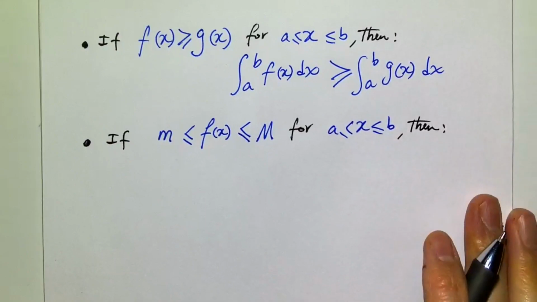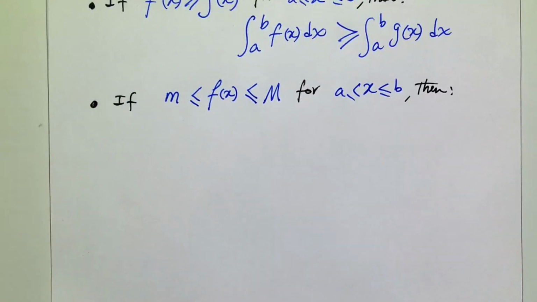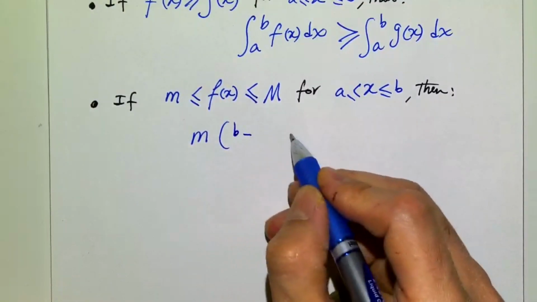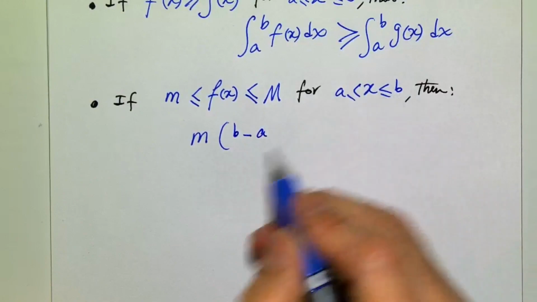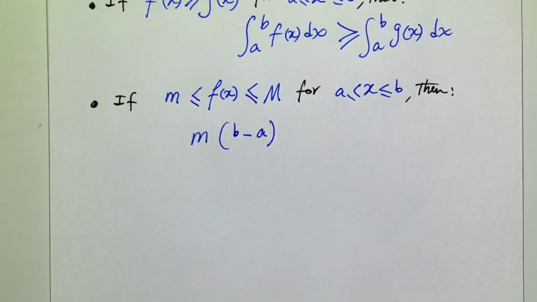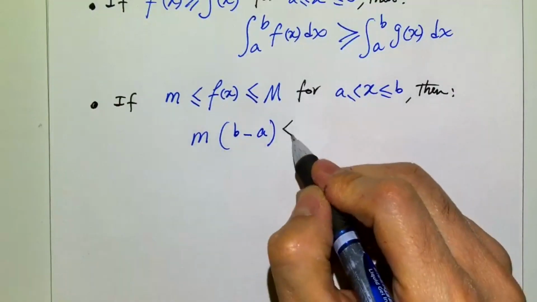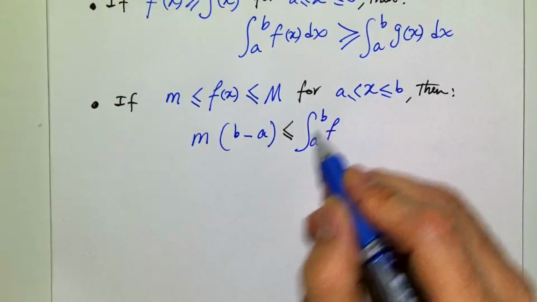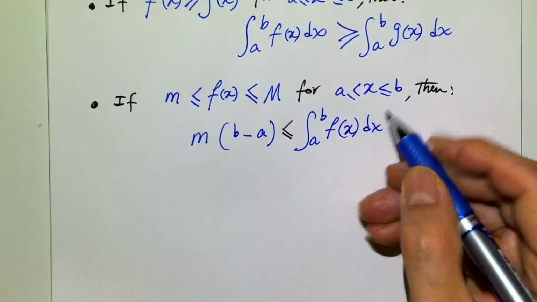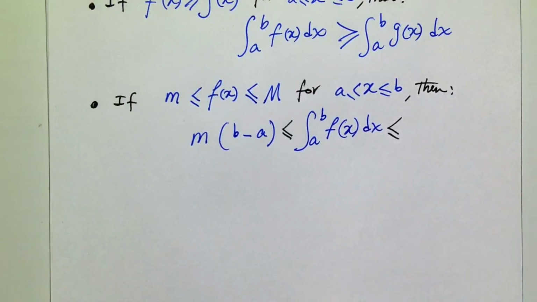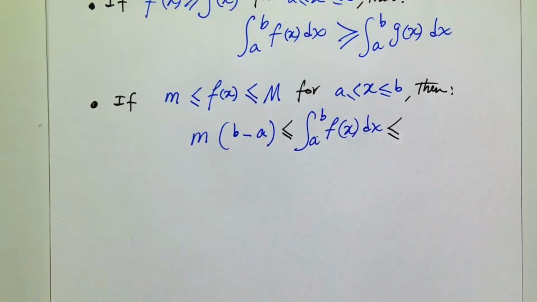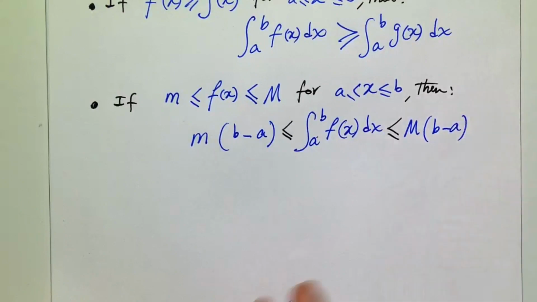then we can say that m times b minus a, that's the upper limit minus the lower limit, is going to be less than or equal to the value of the definite integral from a to b of f of x dx, and that's going to be less than or equal to capital M, the upper sum, times the difference between the upper and the lower limit of the definite integral. So that's m times b minus a.